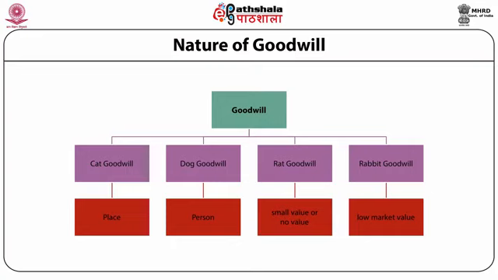Different categories of goodwill are shown in this figure. Goodwill can be categorized as cat goodwill, dog goodwill, rat goodwill or rabbit goodwill. Cat goodwill is related with the place. The dog goodwill represents the personal goodwill. It is found in professional organizations. Rat goodwill is simply the goodwill which has small value or even no value. And rabbit goodwill has low market value.